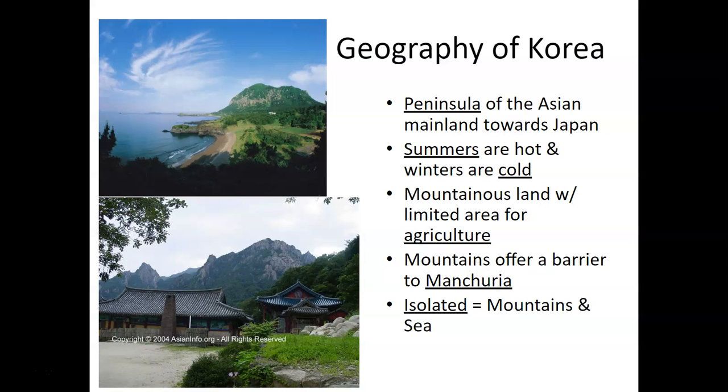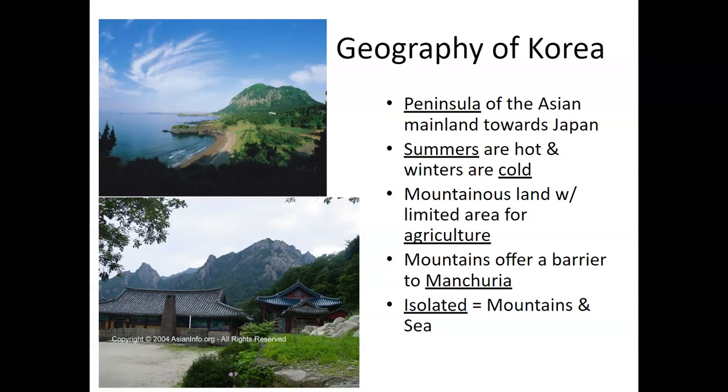Korea is a peninsula located off the mainland of Asia, really China, and pointing towards Japan. So it's sandwiched between, and still to this day, two giant powers in China and Japan. The summers there are hot, the winters are cold. It's a very mountainous area, which means you have limited areas for agriculture.